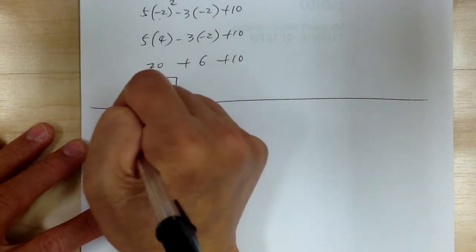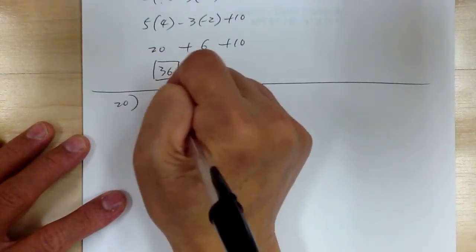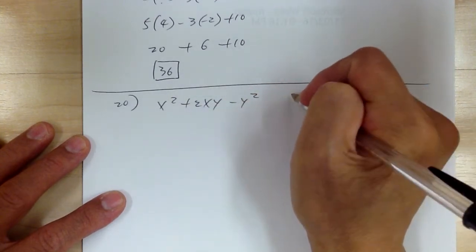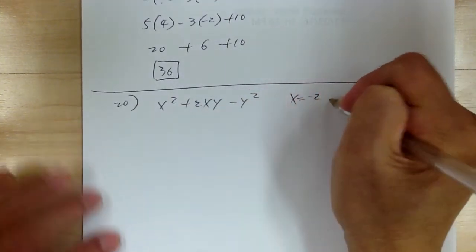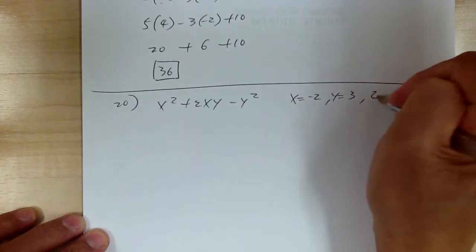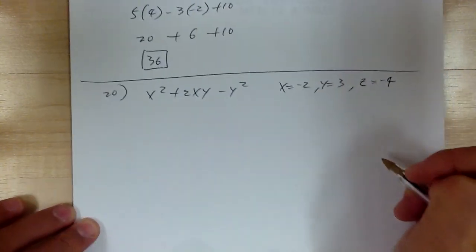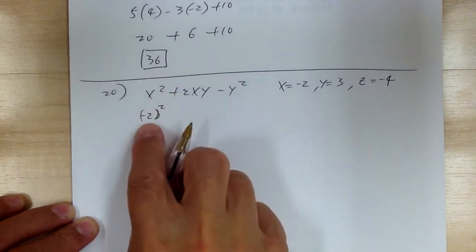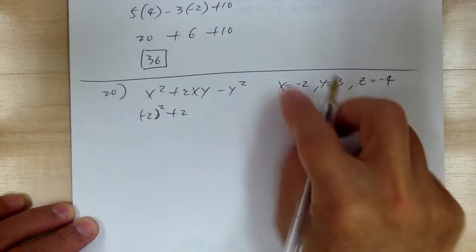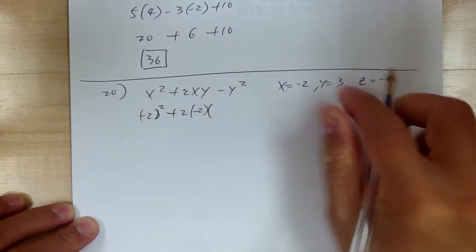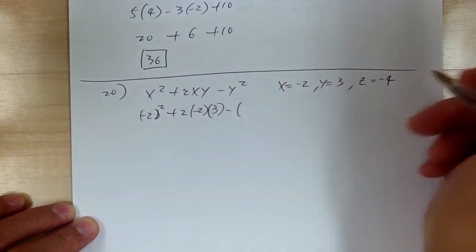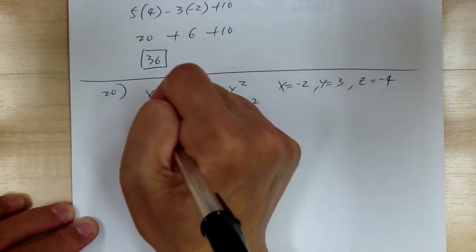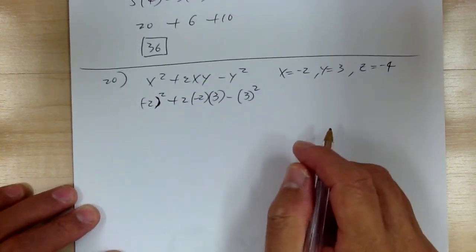Okay, let's go to number 20. You have x squared plus 2xy minus y squared. X equal to -2, y equal to 3, z equal to -4. Okay, so substitute. Again, whenever you substitute, put in parentheses. So x is -2, y is 3. So you can substitute only, don't do anything else. So now you can apply the order of operation.